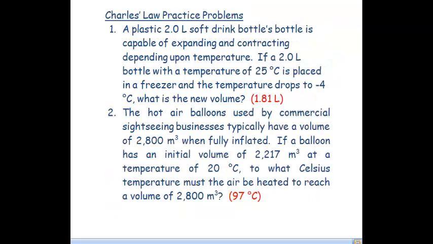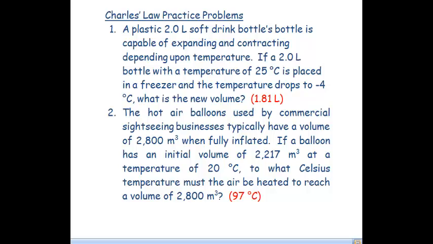Okay, here are your two Charles' law practice problems. In the first problem, I ask you to solve for a new volume. And in the second problem, a couple of things here. First, notice that there are volumes given to you in cubic meters. That is an acceptable unit of volume, so don't let that bother you as you make the calculation.